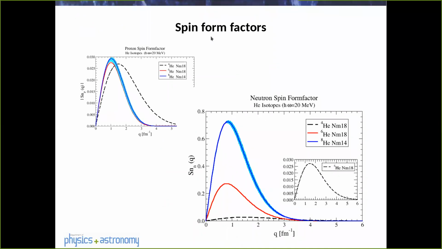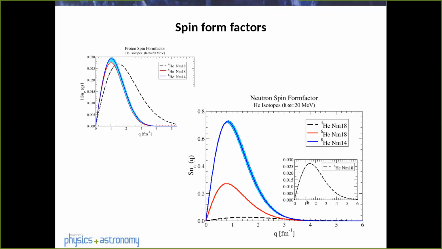This is the neutron spin form factor, and you see immediately if you look at the scale here, this is a factor of 10 larger. To make it easier, this one here is the neutron spin form factor of helium-4. It is actually here in the inset. I put it in the same units as here. One of the things you can observe also is that the spin form factor for neutrons and protons in helium-4 is almost identical.